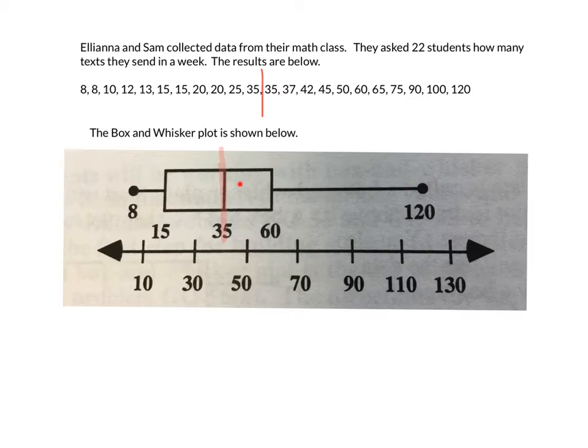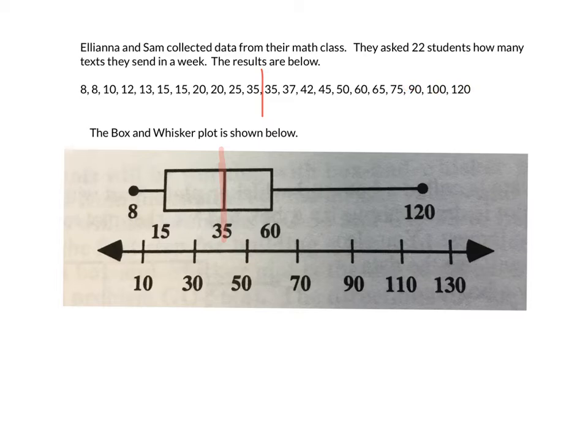So you might want to ask yourself, why is this side longer than this side? The answer simply is that the numbers above 35 are much more spread out. I mean, we go all the way up to 120 as opposed to the other side where it only goes down to 8. So that's why this side is longer. It's not because there are more numbers there, it's because of how they are spread out.